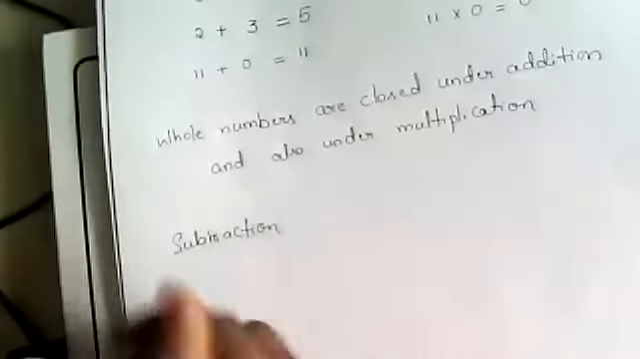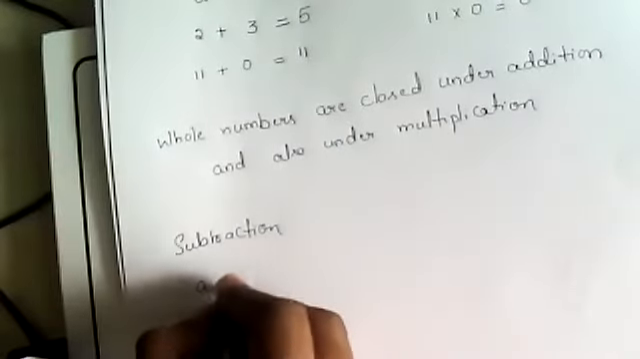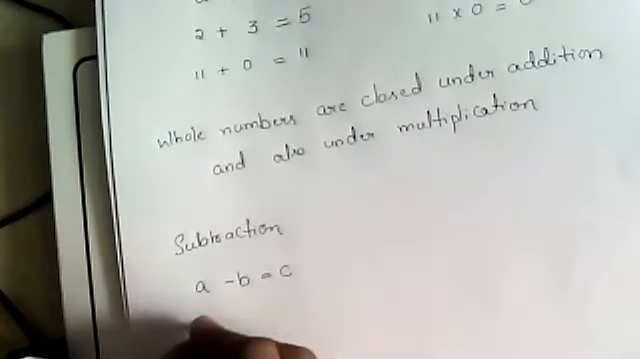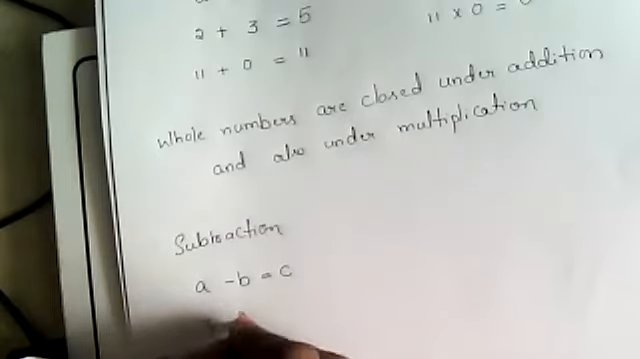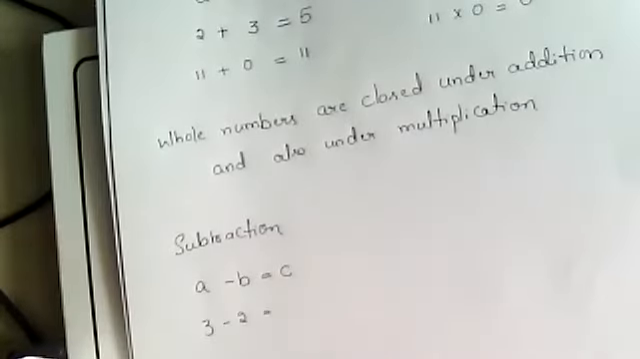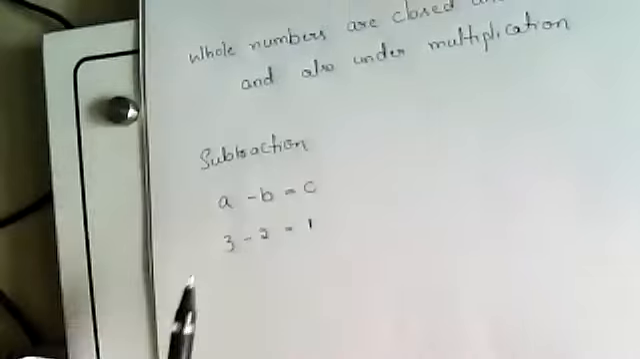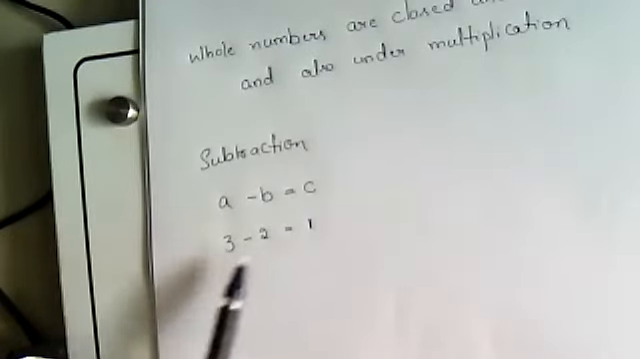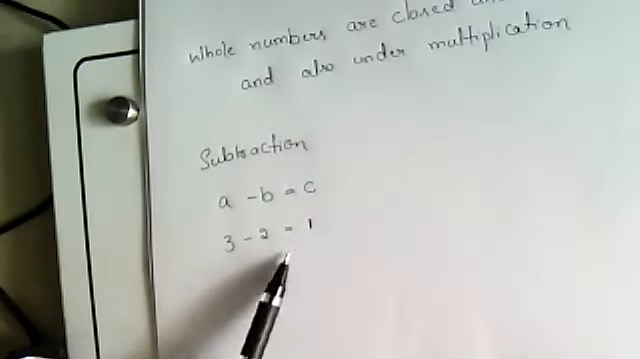See here, what is the rule? A minus B equals C. See here, 3 minus 2 equals, if in 3 we subtract 2, it's 1, correct? So here we can say that it's a closure property. 3 is a whole number, 2 is a whole number, and 1 is also a whole number. When we subtract 3 minus 2, we'll get 1.